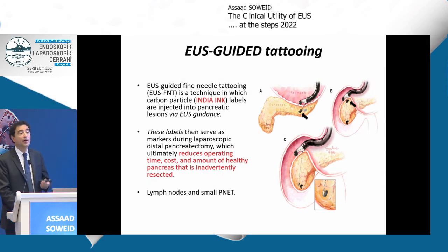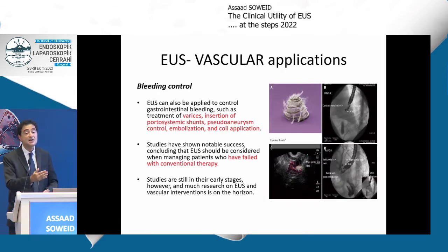Tattooing is important. Lymph nodes can be tattooed with India ink. Small neuroendocrine tumors that are hard to be found by our surgical colleagues can also be marked by EUS and India ink tattoo, and then during the operation it will be much easier to find.